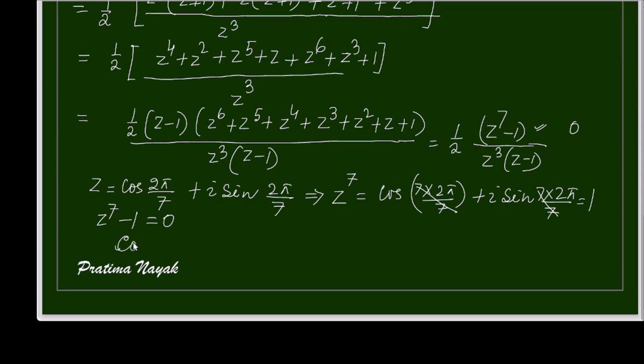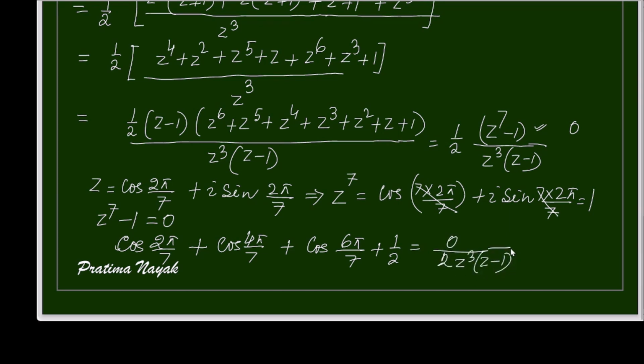cos pi over 7 plus cos 4 pi over 7 plus cos 6 pi over 7 plus half equals 0 by 2 into z cube into z minus 1, which is 0. Hence proved.